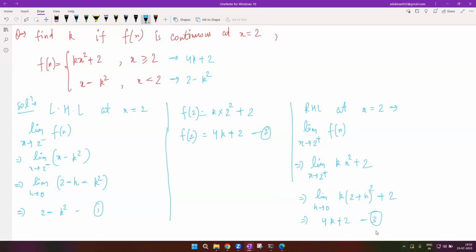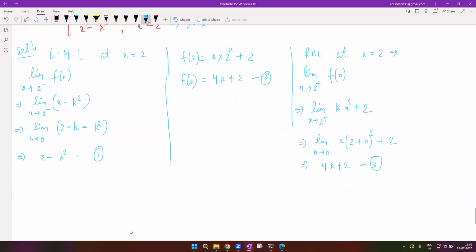Now see, the second and third are already equal, the first should also be equal to them. If you are saying that f(x) is continuous at x equals 2, it implies that answer of 1 should be equal to answer of 2 and answer of 3. Answer of 2 and answer of 3 are already equal. So you will say that (2 minus k) square should be equal to 4k plus 2.